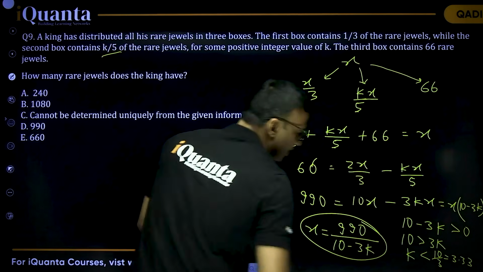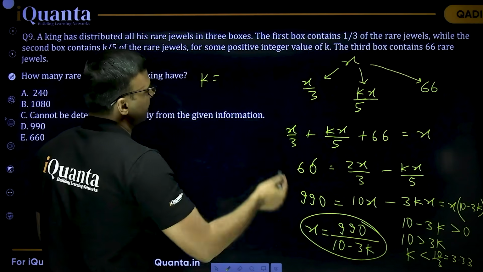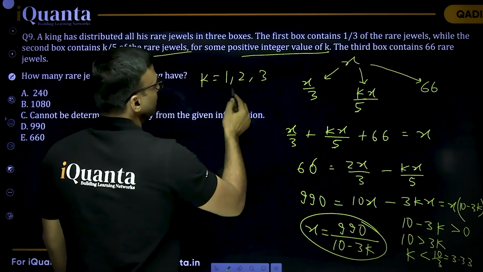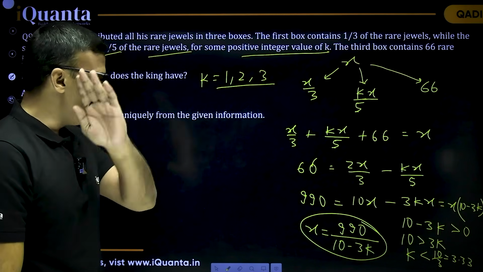So the values possible for k would be, k = 0 doesn't make sense. So it has to be 1, 2, 3. And anyways, it is saying that k is a positive integer value. So max 1, 2, 3. That's it. k has to be 1, 2, and 3. Nice.